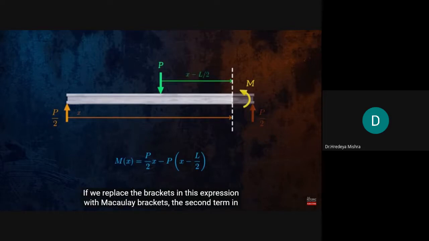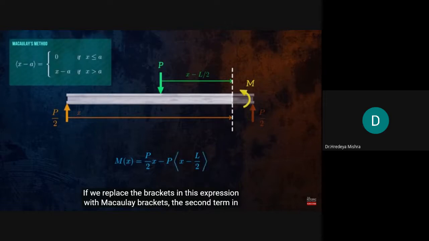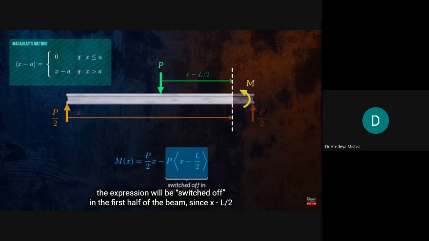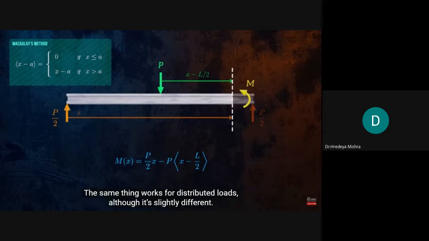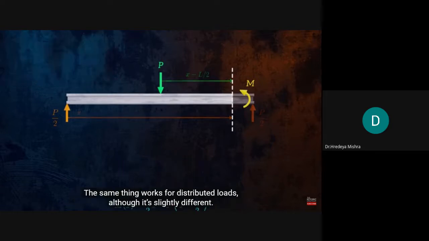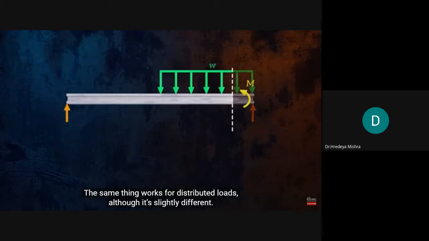If we replace the brackets in this expression with Macaulay brackets, the second term in the expression will be switched off in the first half of the beam, since x minus L over 2 will give a negative number. And so this expression using Macaulay brackets defines the bending moment along the entire length of the beam. The same thing works for distributed loads, although it's slightly different.